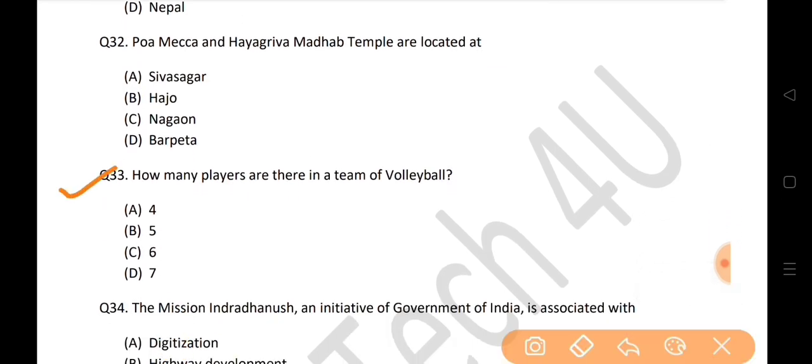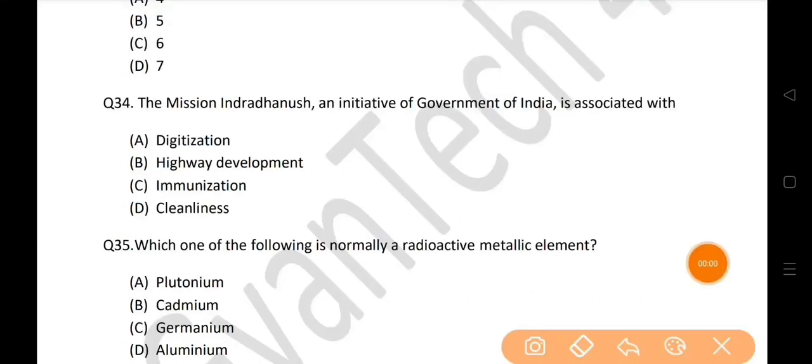Next question. How many players are there in a team of volleyball? Correct answer is option C, 6. Next question. The Mission Indradhanush, an initiative of Government of India, is associated with? Correct answer is option C, immunization.